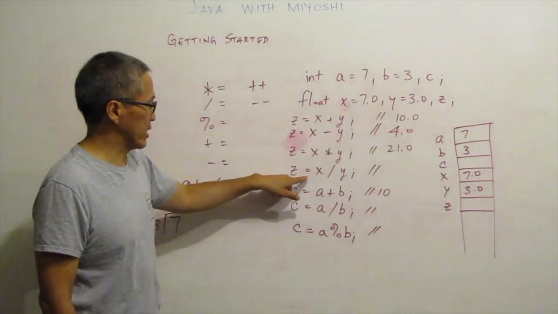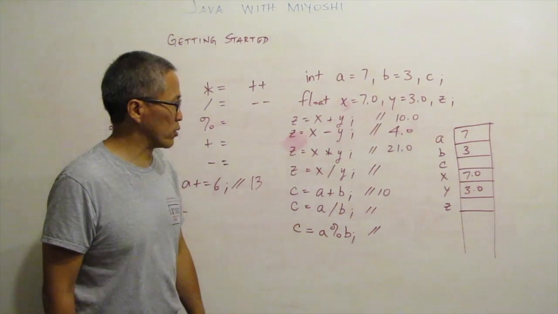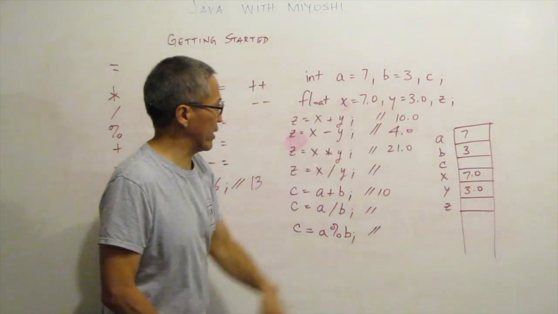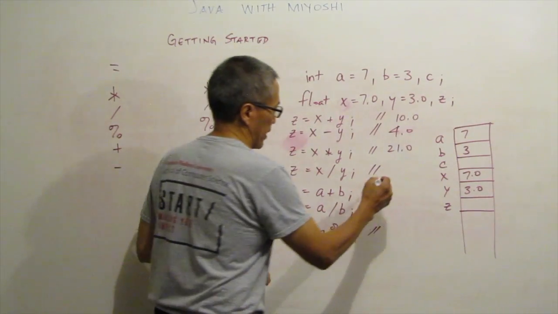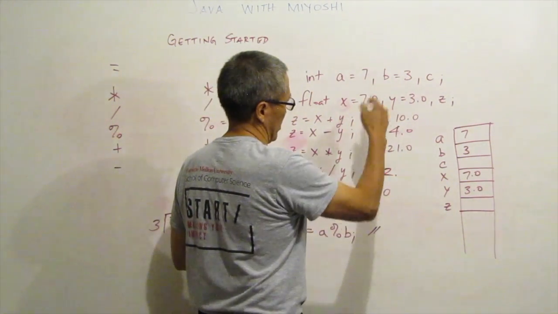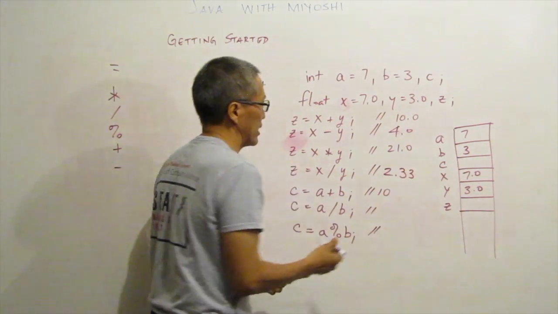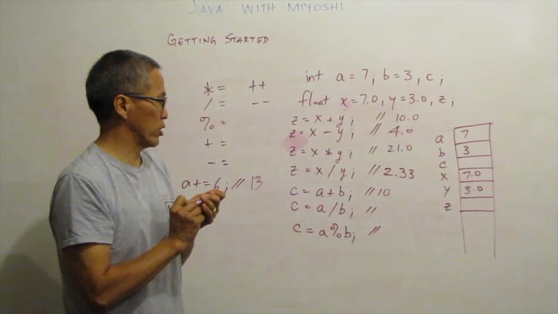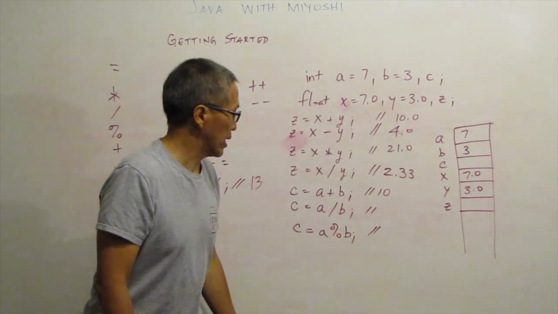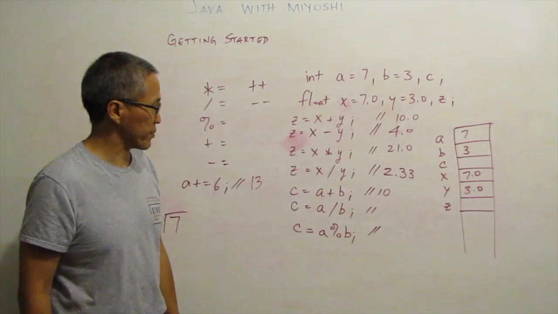I have z is assigned the value x divided by y, and that again is going to be just what you think it is. So if I have x divided by y, that's going to be 2 point something, 2.3 something, right? 2.333, I believe, and that will get stuck into z, just like the other ones.